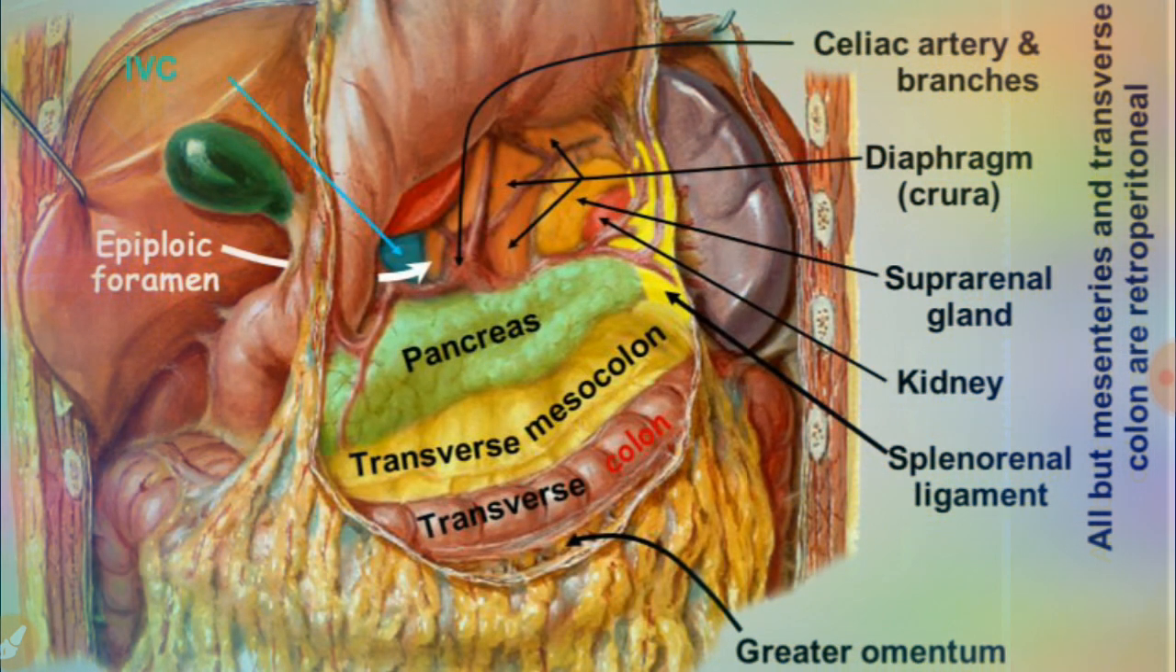Then all but the mesenteries and the transverse colon are only retroperitoneal.